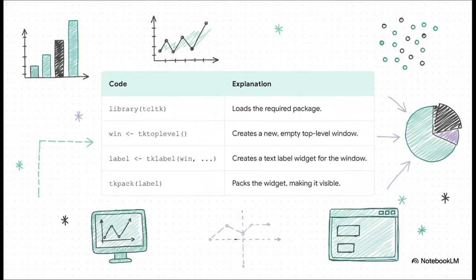Let's walk through this code step by step. First, library(tcltk), no surprises there. Next, tkToplevel creates the main window. Just think of it as an empty pop-up box. Then, tklabel creates something to put inside that box. In this case, a simple text label. The official term is a widget.